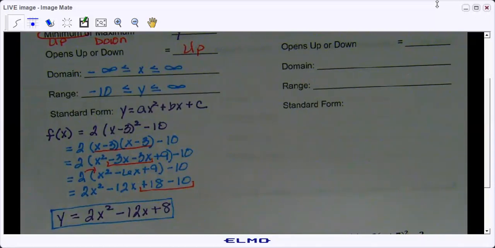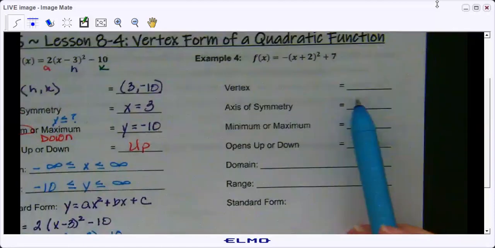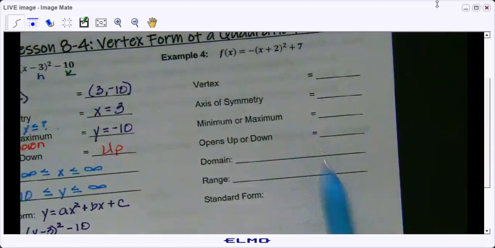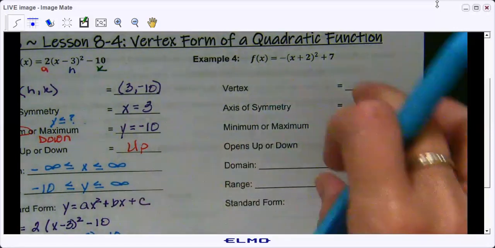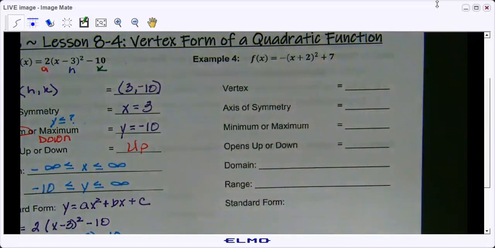What I would like for you to do now is fill out as much of this in example 4 as you can. I'm going to give you about a minute to do that. If you're understanding it, you can go ahead and start on the standard form, do so. But I'll check back in about a minute and we'll see if you have all of this information correct. And I'm going to pause the video.